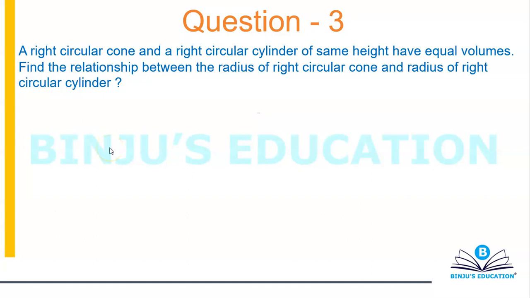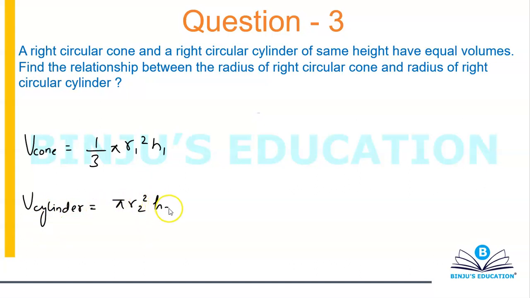So I have a right circular cone and a right circular cylinder having the same height and equal volumes. So if I talk about volume of a cone, that is 1 by 3 pi, let's take it to be r1 square into h1, and volume of cylinder as pi r2 square into h2. Okay, I am considering r1 to be the radius of cone, h1 to be height of cone, r2 to be the radius of cylinder, h2 to be the height of cylinder.